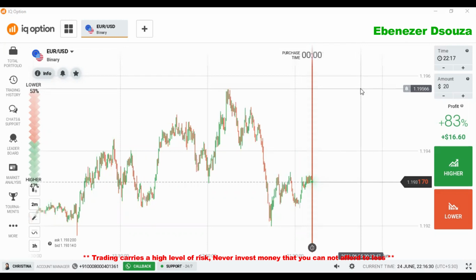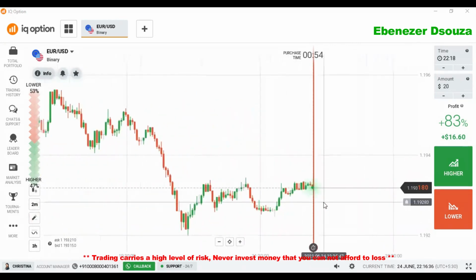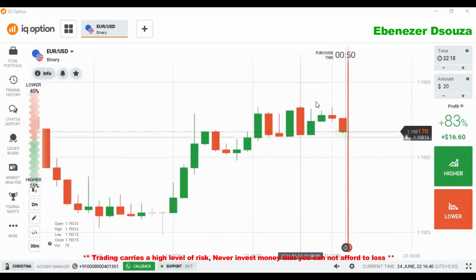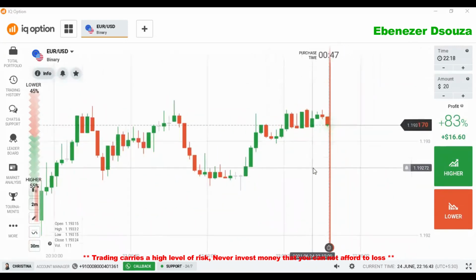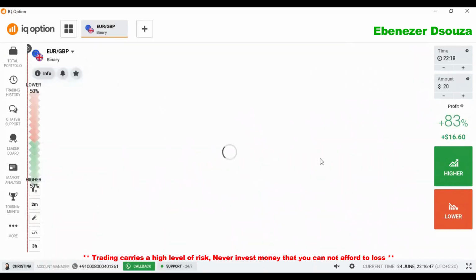Today I am going to show you how to trade with candlestick analysis. Let's start now. This is the Euro USD chart. The trend is an uptrend here and we are seeing a consolidation area. So it's better to avoid trading this pair. So I will change the pair.